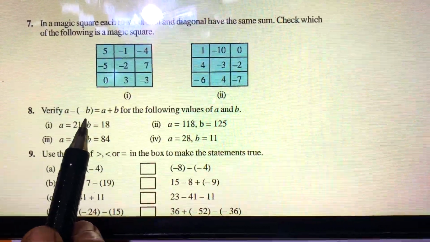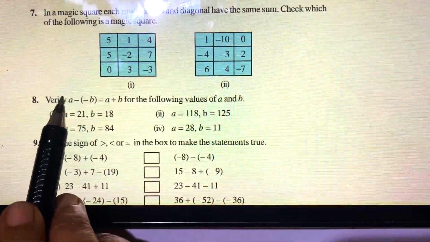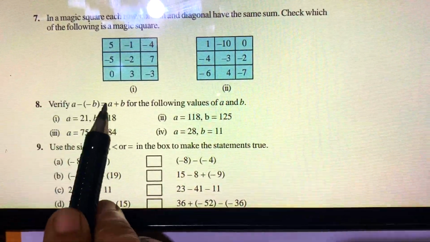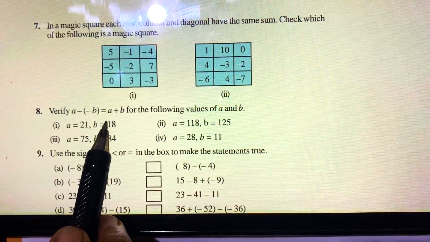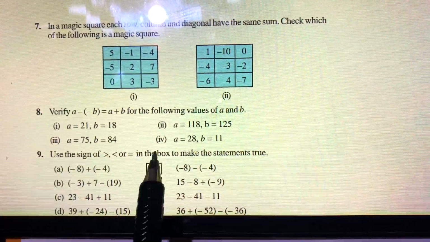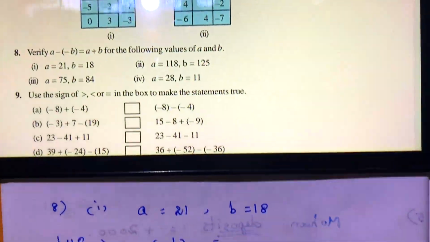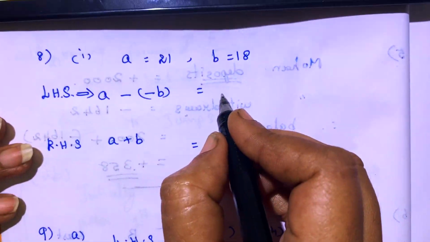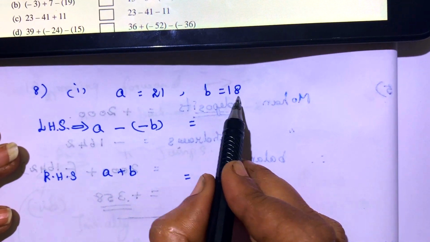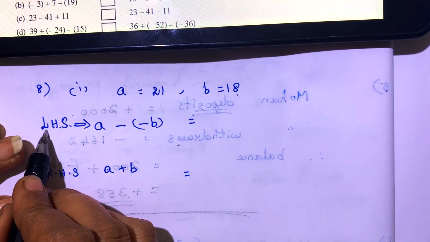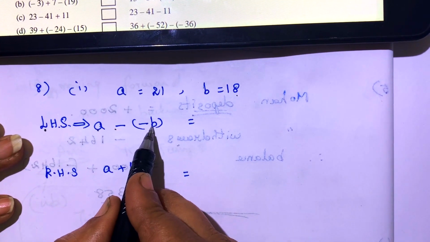So always when we are verifying anything, first we have to find out the left hand side amount, then we have to find out the right hand side amount, then we have to verify left hand side is equal to right hand side or not. Now I will do one sum for you people. So A is equal to 21, B is equal to 18. So left hand side they ask you to find out A minus minus B.